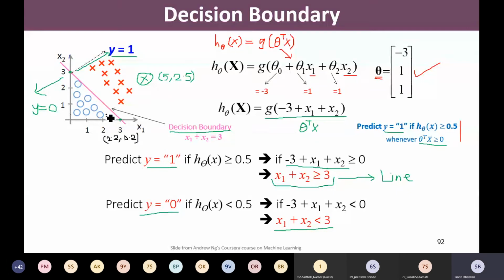So once again, I will evaluate my decision boundary, or I will evaluate this expression x1 plus x2. So what is the value of x1 plus x2? 2.2 plus 0.2, so it is 2.4. So 2.4 is less than 3. As this is evaluated as less than 3, obviously I am going to declare that this unknown sample belongs to class y equal to 0.